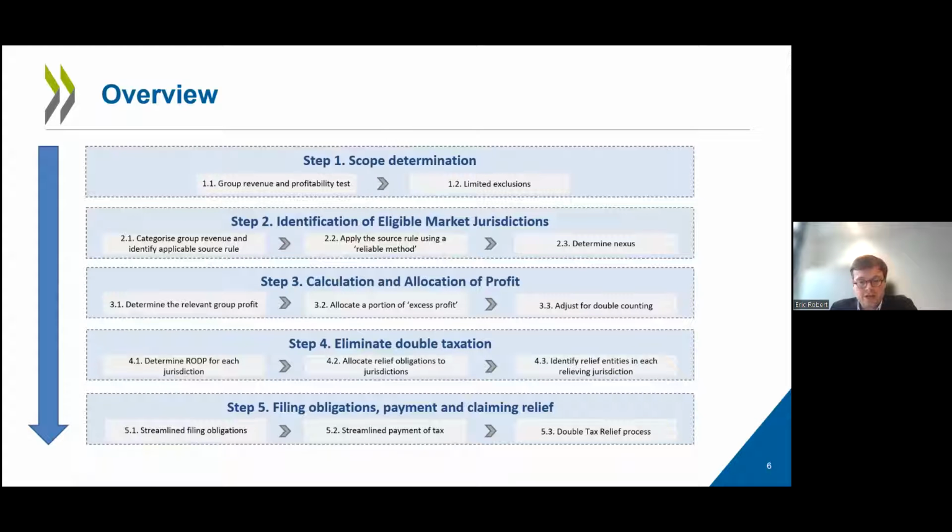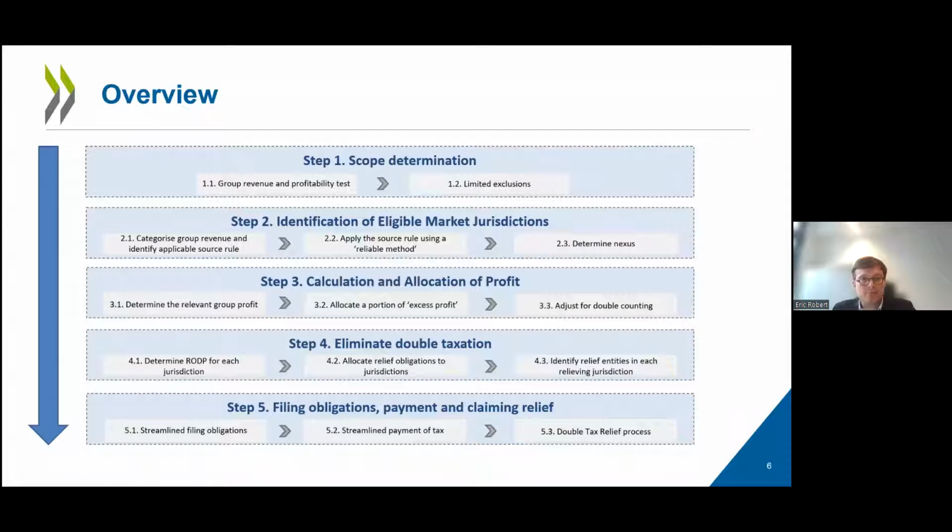So the first step is scope, and this is about whether the multinational, the group, is in or out of this reallocation system. And as you know, we will get back to that. We use here mainly quantitative metrics to determine whether you're in or out. And the result is that this new reallocation system will only apply to very large and profitable multinationals.